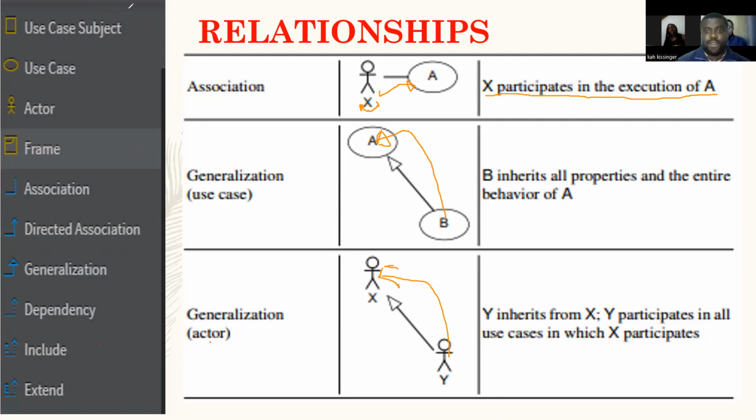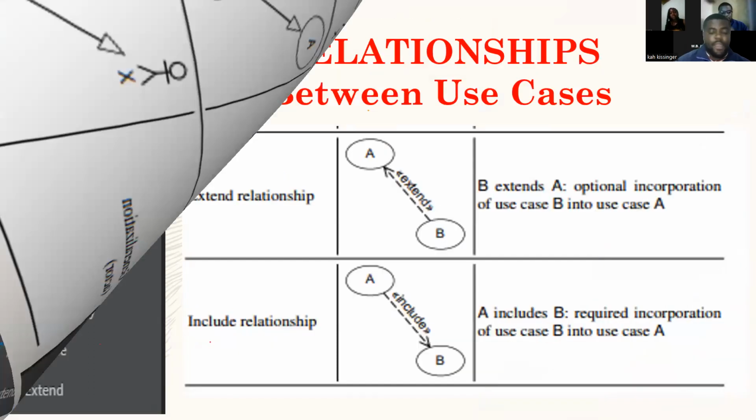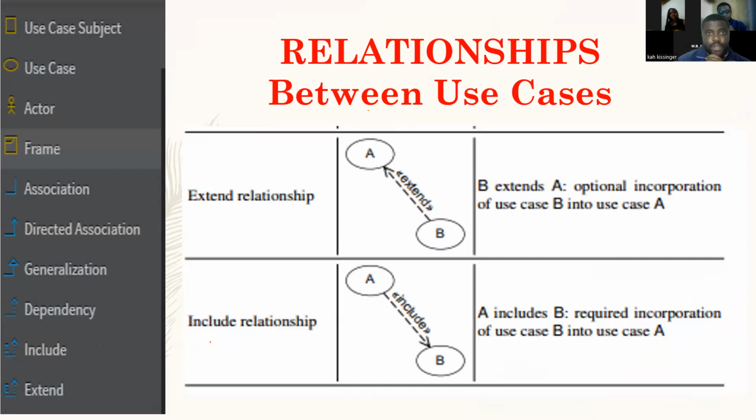We'll see that in the next few minutes, what all of that is all about. But that is clearly some of the relationships you can have. Before we end, we are going to discuss two other relationships, which are the include and the extend relationship, very familiar relationships. These are primary relationships that exist only between use cases, only between use cases.